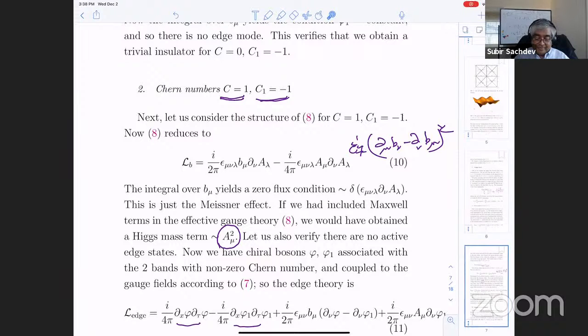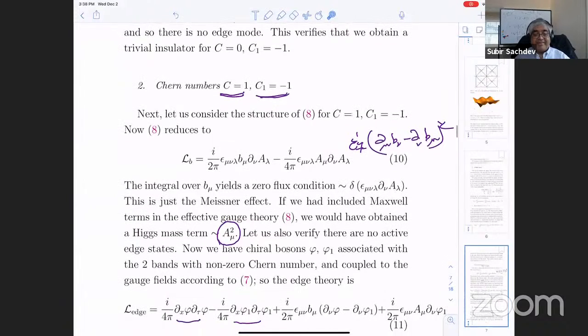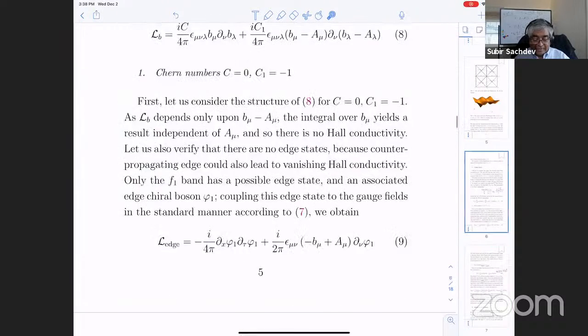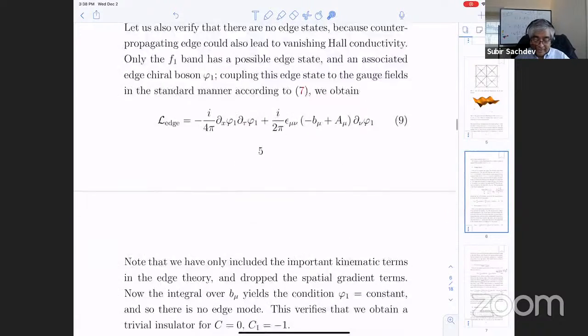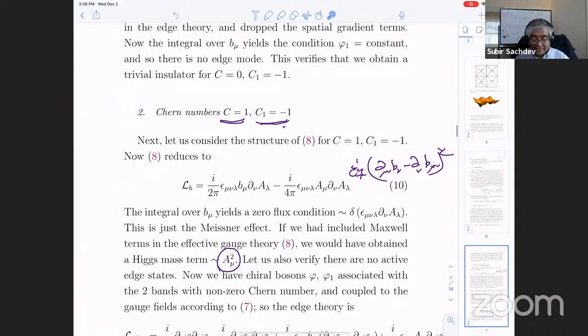Okay, so any questions? So what we've shown, we haven't done any critical properties. We've just shown that these two phases, the first phase with C equals 0 and C equals -1 has the same basic properties as the boson insulator, the trivial insulator. And the other phase with C equals 1 and -1 has the same properties as a superfluid.